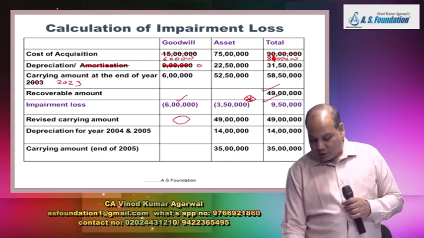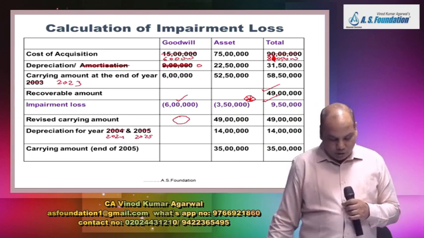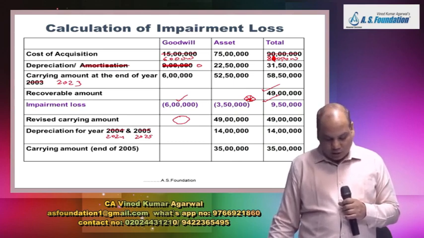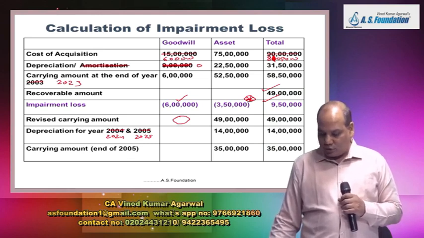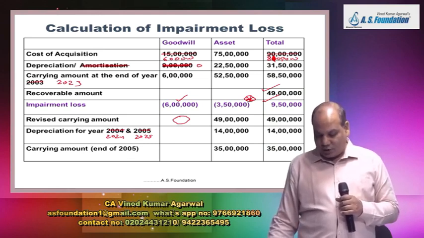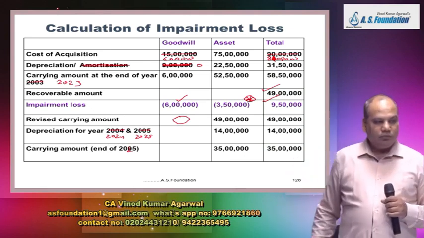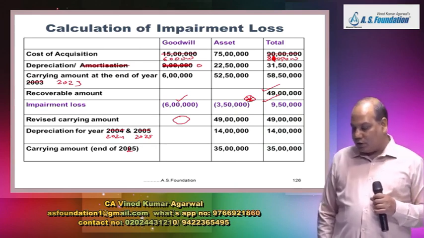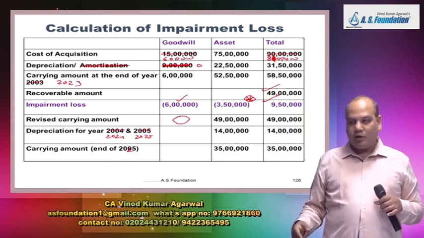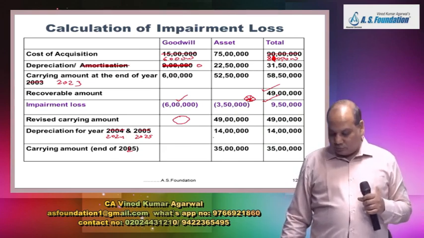Now we'll go to provide depreciation for 2 more years. So depreciation in year 2024 and 25 for 2 years, 49 lakh divided by 7 years into 2 years, 14 lakh. Therefore carrying amount at the end of year 2025, 35 lakh, total 35 lakh, correct? Goodwill has already been written off. Goodwill impairment loss is not reversed.